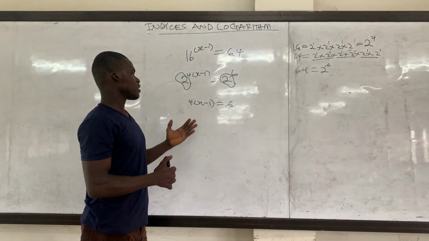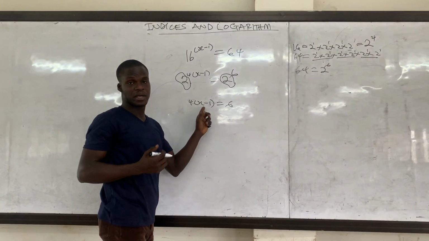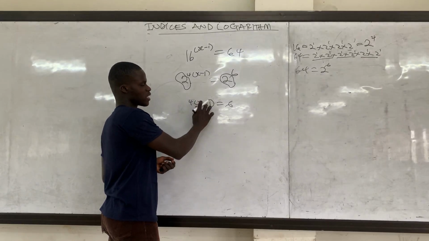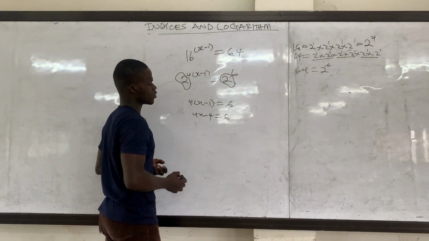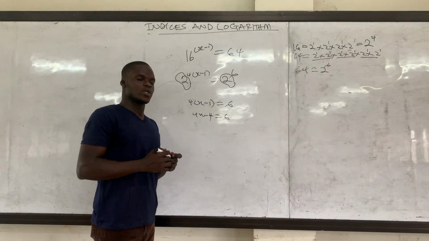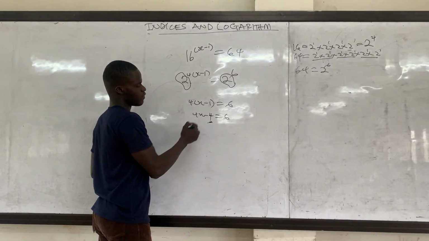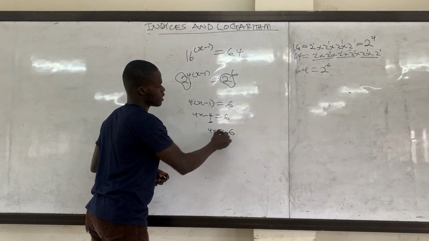Yes, so when we get here, we'll just expand the brackets because we want to find our value for x. So here is going to be 4x. 4 times 1 is negative 4. 4 times negative 1 is negative 4, to be equal to 6. Then we are going to group like terms. This 4 doesn't have any x, so we'll take it to the right-hand side. So we are going to get 4x to be equal to 6.